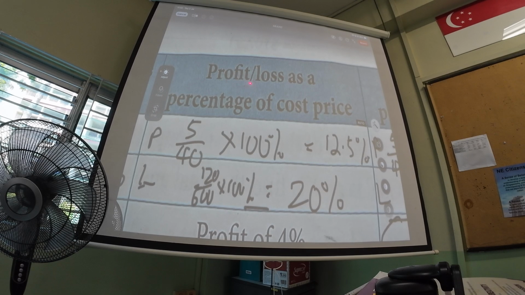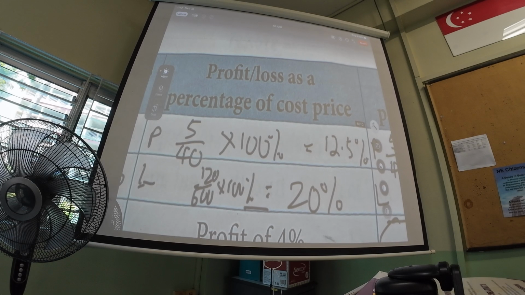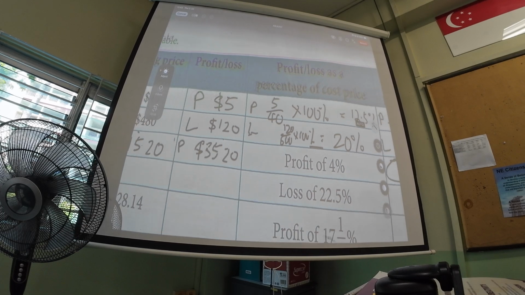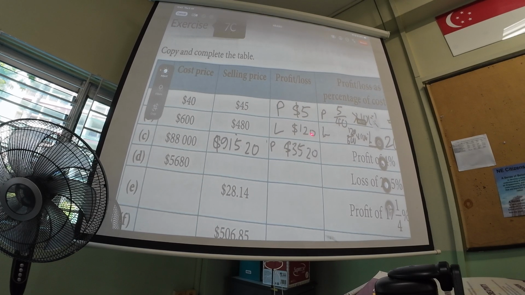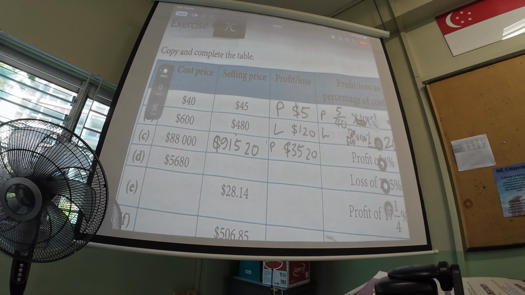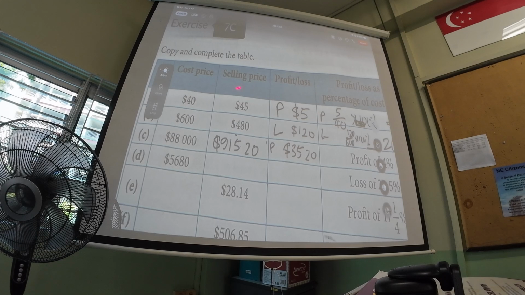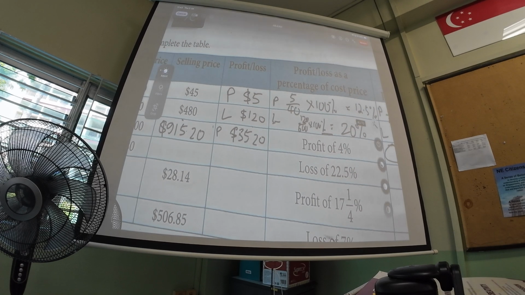Profit or loss as a percentage of cost price. When it's of cost price, the cost price is my base. Then I will put my cost price as the denominator before I change it to 100%. So cost price becomes my base. The profit over the cost price times 100% will give me a percentage profit. Okay? Of the cost price.